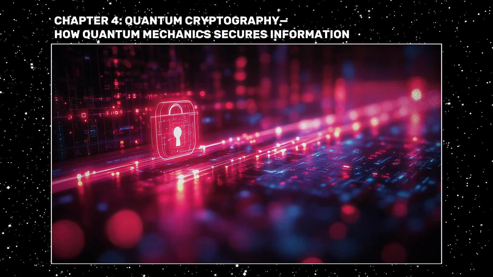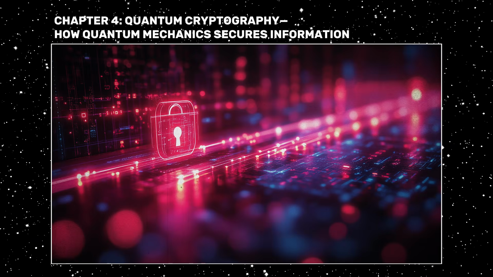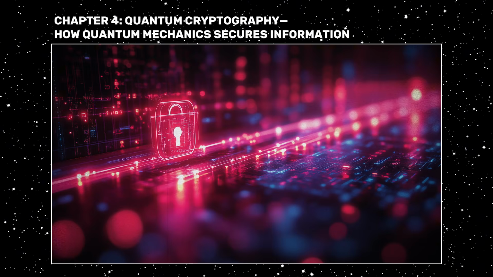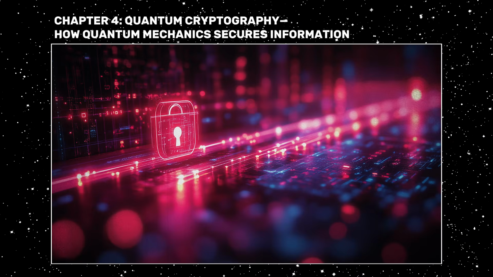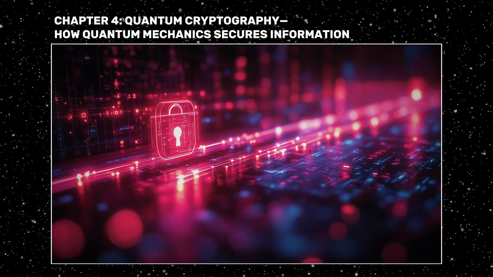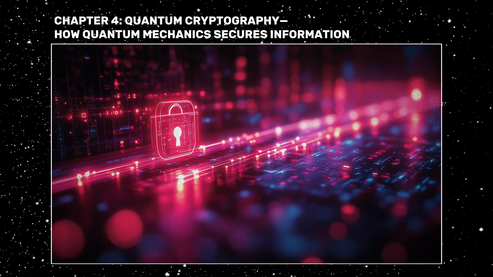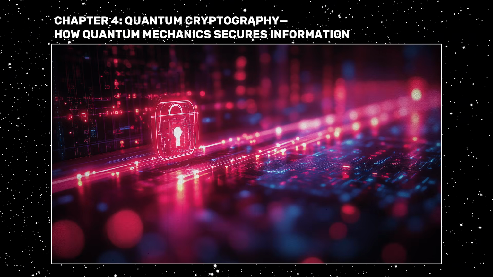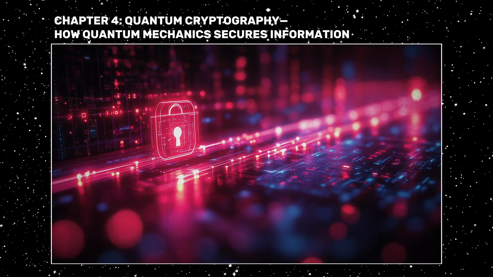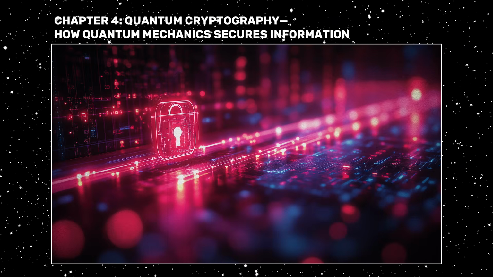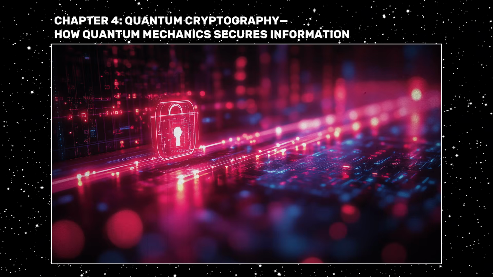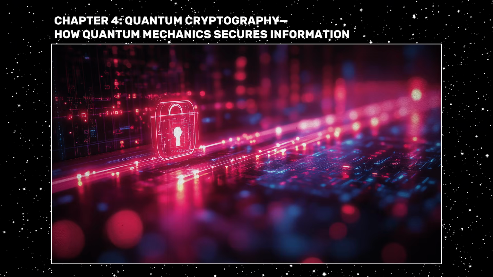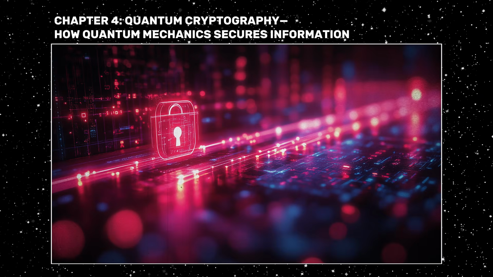Free space implementations use telescopes to transmit and receive quantum states in open air, enabling secure links between buildings, across bodies of water, or even from ground stations to airborne platforms. Satellite-based experiments extend quantum cryptography to global scales, bridging continents by exchanging quantum signals between orbiting satellites and ground receivers, overcoming the distance limitations of terrestrial channels.